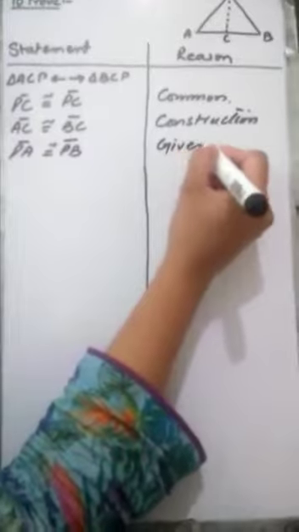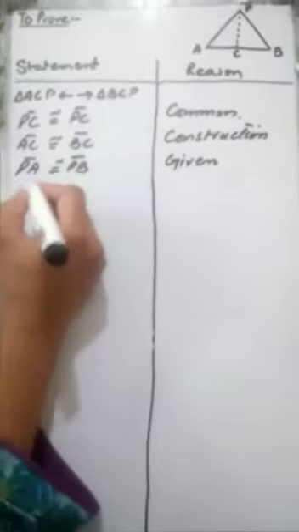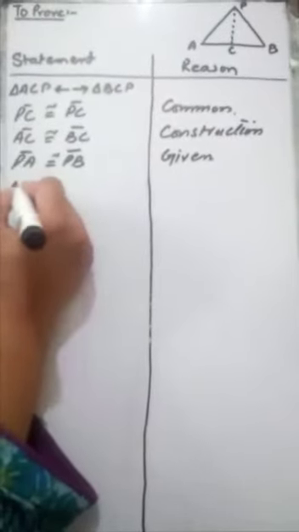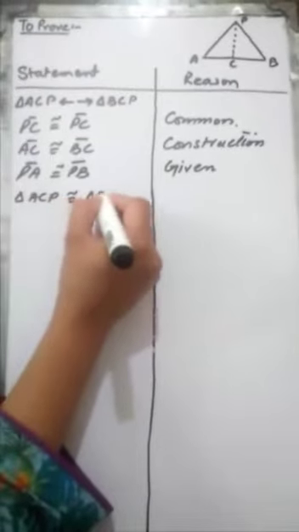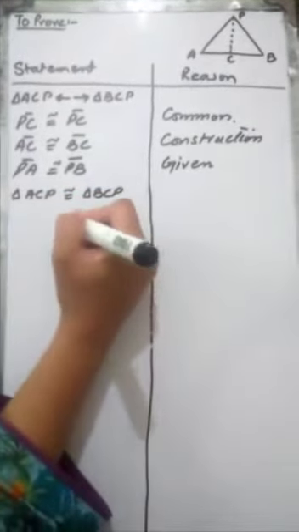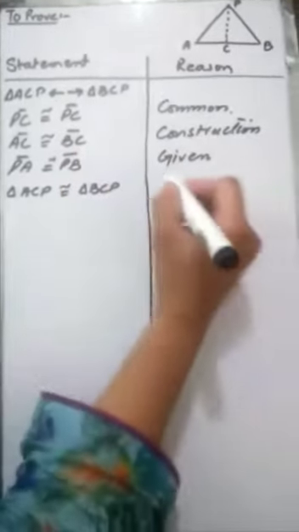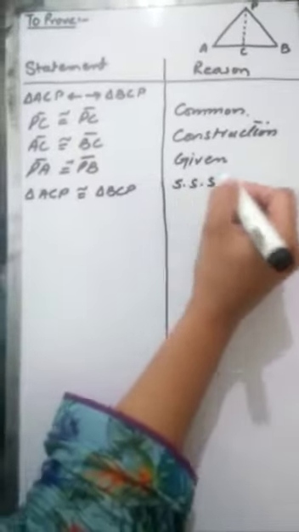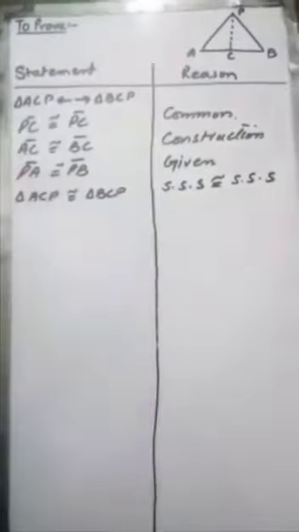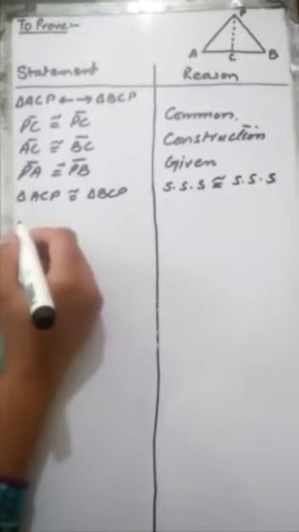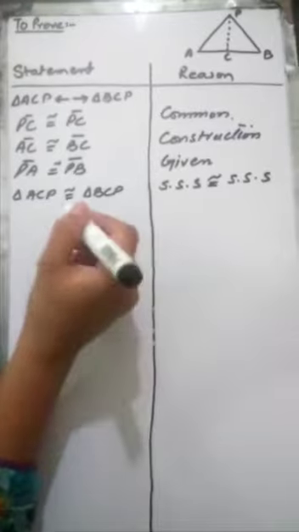So now we have three elements, in fact all three sides. So we can say that these two triangles are congruent. Triangle ACP is congruent to triangle BCP. And according to which postulate? You can see that we have three sides, so we can write SSS postulate, or SSS is congruent to SSS.